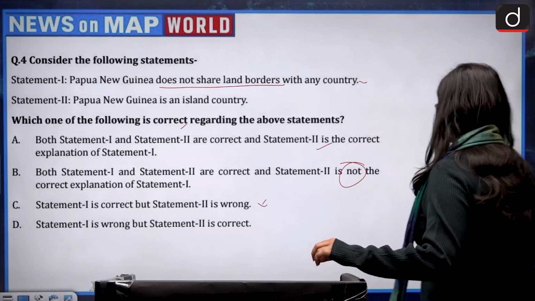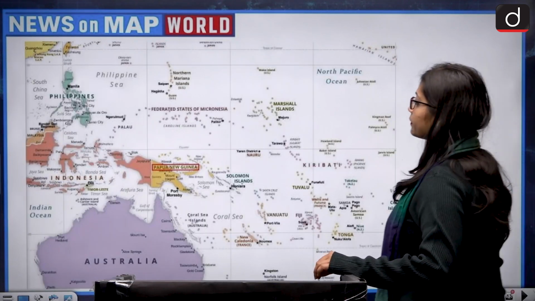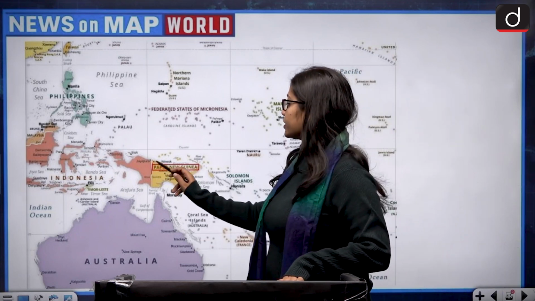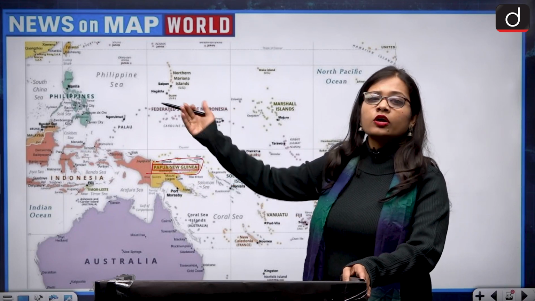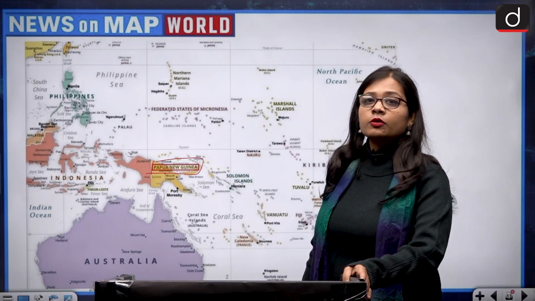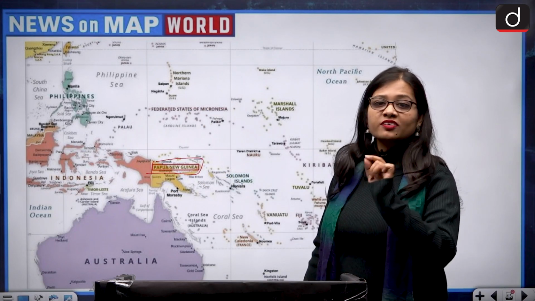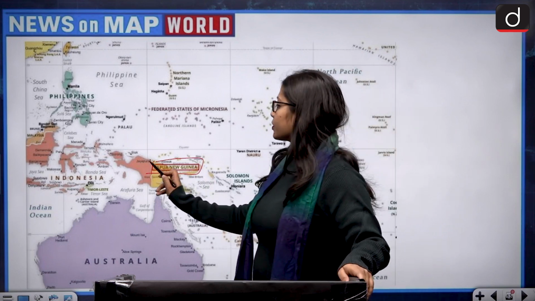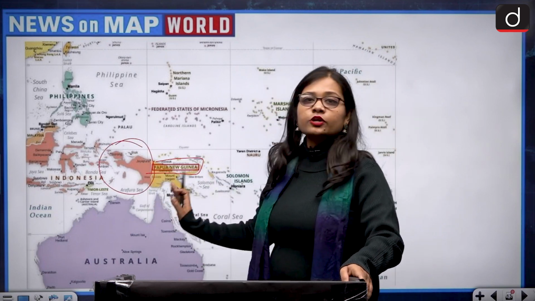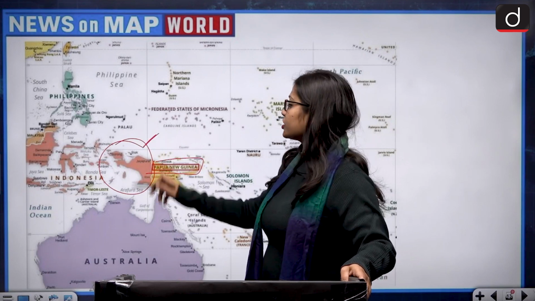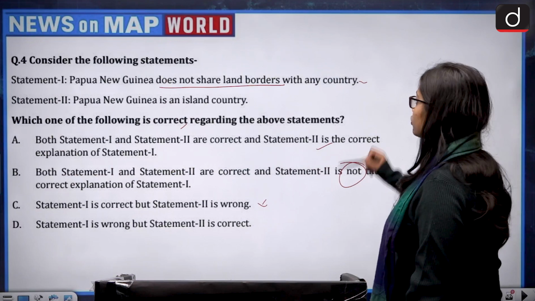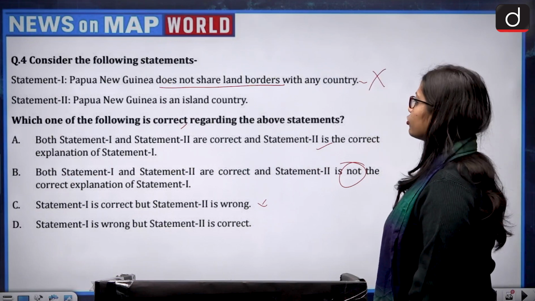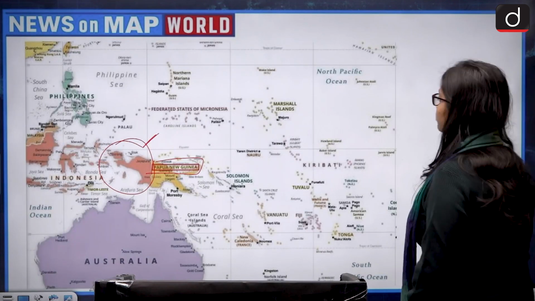Let's see Papua New Guinea. Papua New Guinea is situated in the Pacific Ocean, to the north of Australia. And if we talk about the land border it shares, it shares a land border with Indonesia, because the part to the west of Papua New Guinea is Indonesia. So Papua New Guinea shares a land border with Indonesia. So the first becomes wrong, and Papua New Guinea is an island country, so that is absolutely correct.